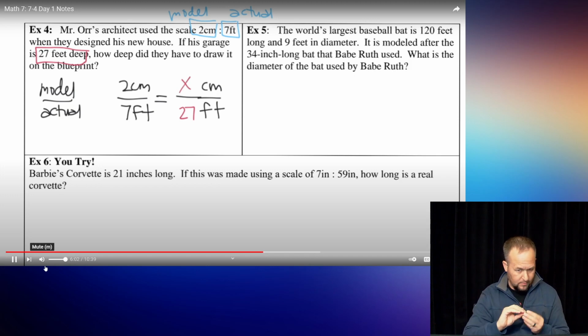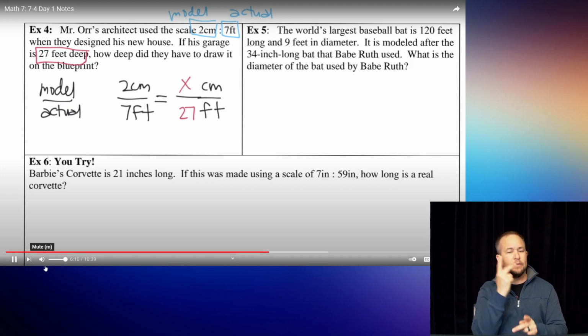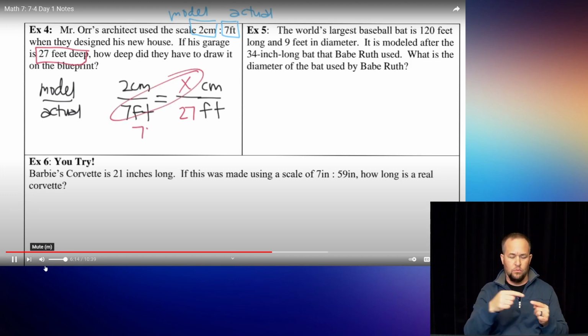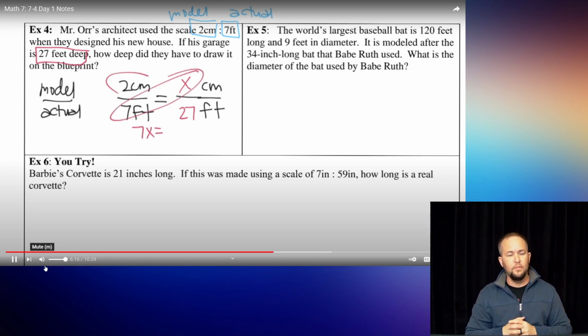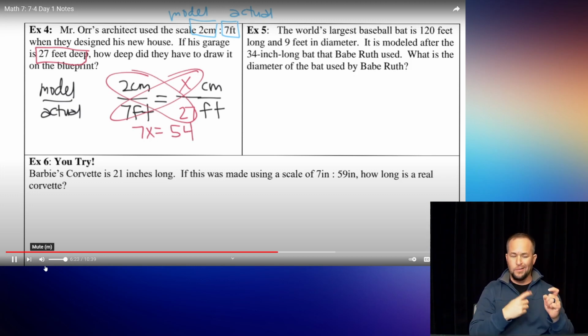So when you set up a proportion, you don't necessarily have to have your labels, but I've found in the past that that just makes more sense because you keep that same pattern, like centimeters over feet and then centimeters over feet. So then let's go ahead and cross multiply. We've got 7x equals 2 times 27 is going to give us 54. And then to get x by itself, we're going to go ahead and divide both sides by 7.